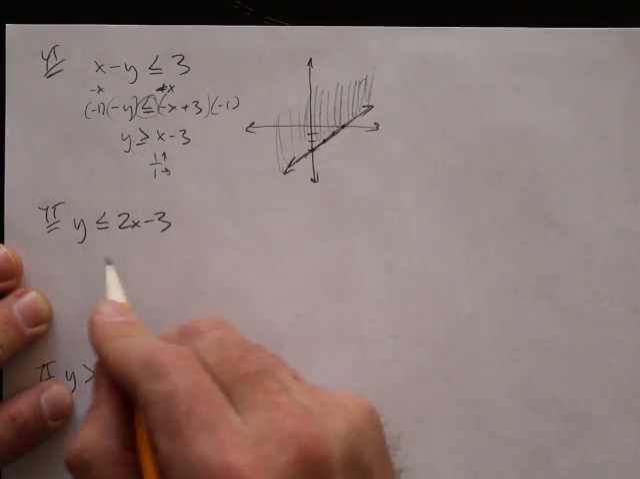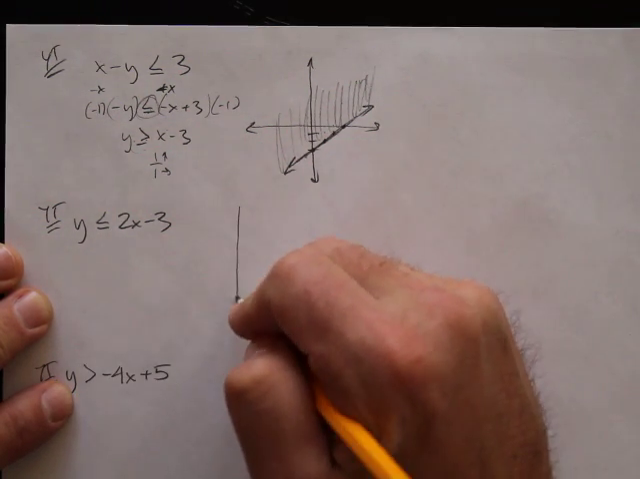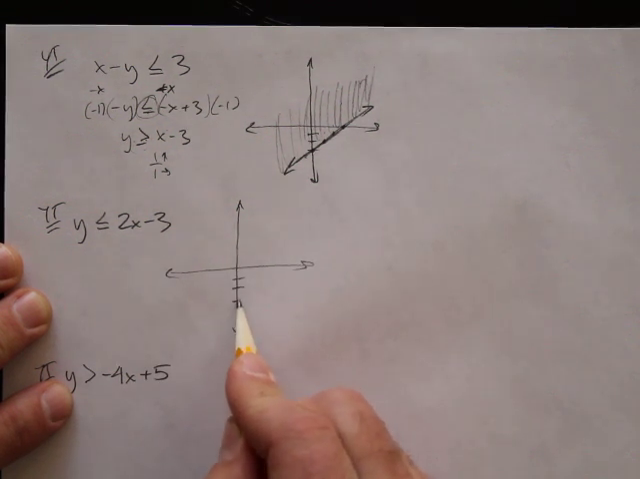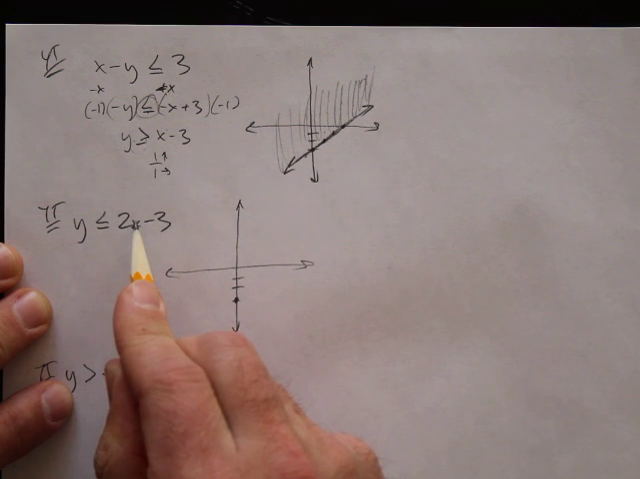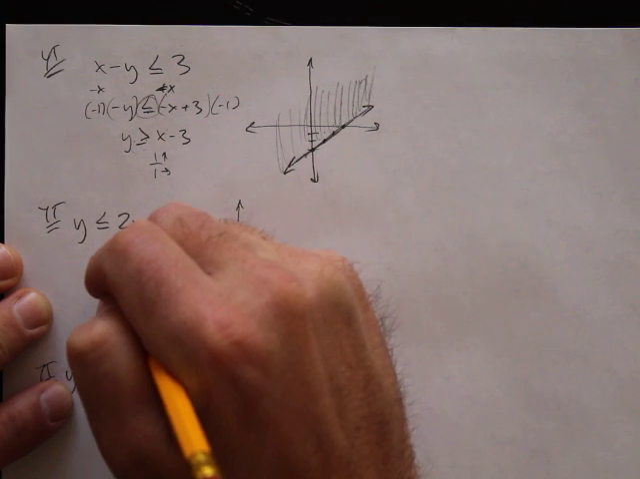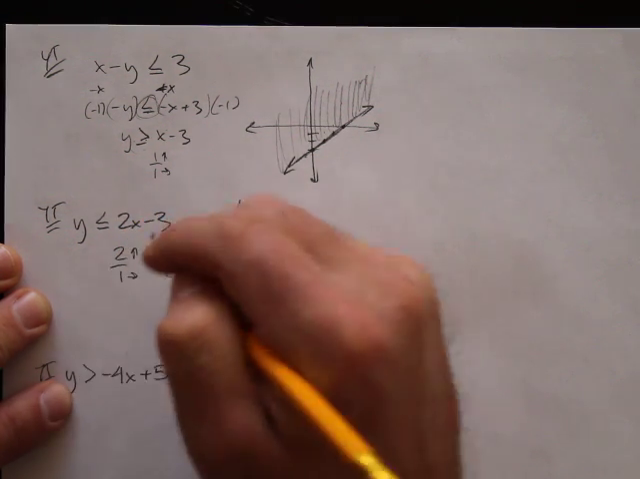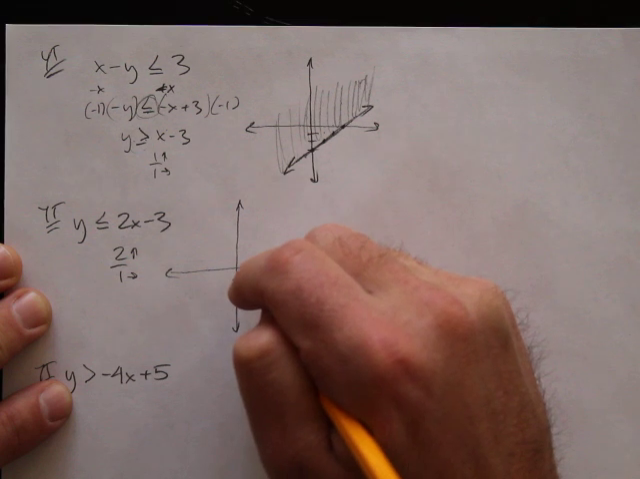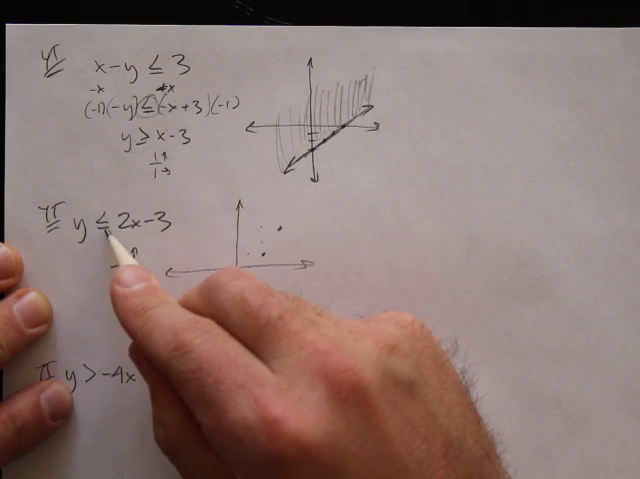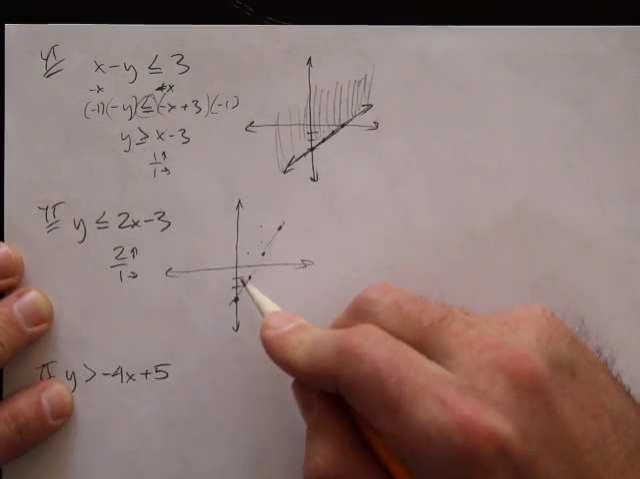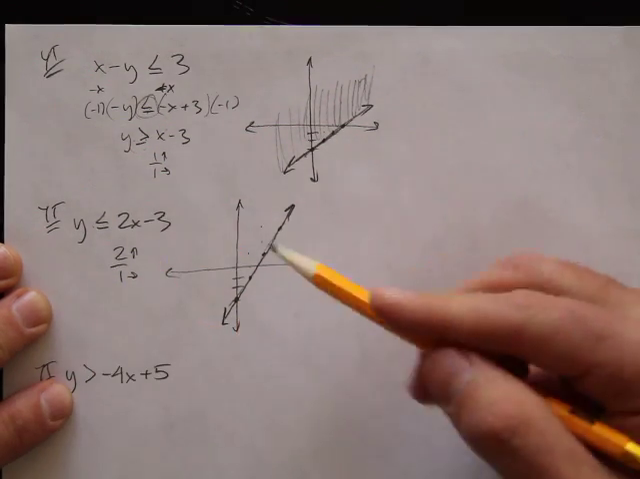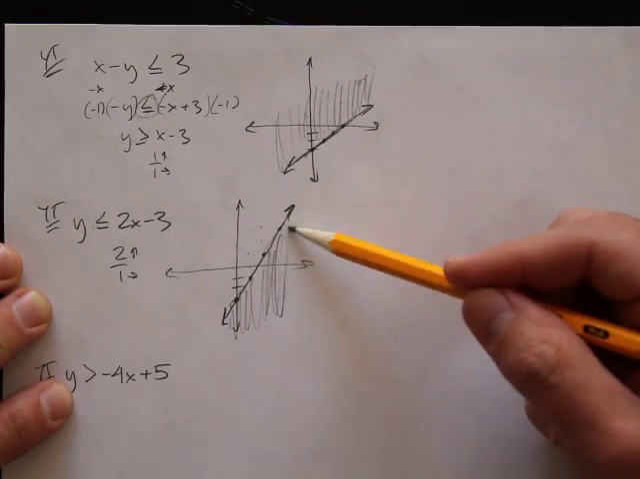Next one. This is already ready for us. I can just start graphing it. Go to negative 3, 1, 2, 3. That's my y-intercept. If x is 0, then y is going to be negative 3. So now I'm going to rewrite my slope: up 2 to the right 1, up 2 to the right 1, up 2 to the right 1, up 2 to the right 1. It's or equals to, so this line here is included. And y is less than, so I shade underneath.